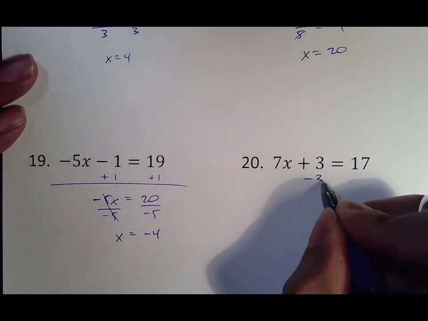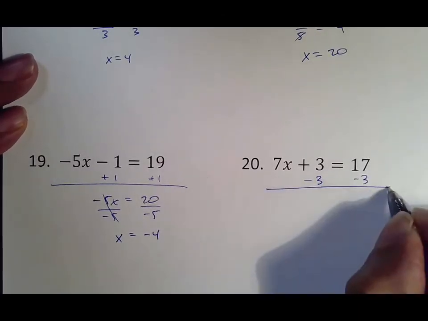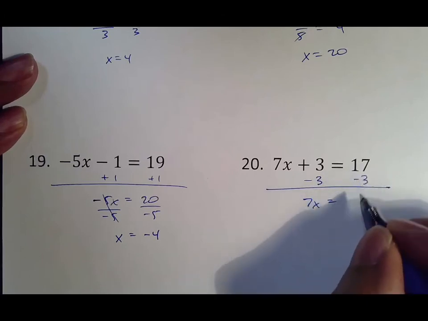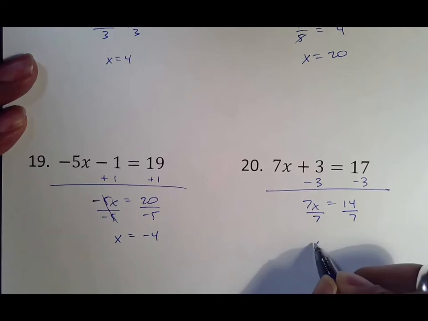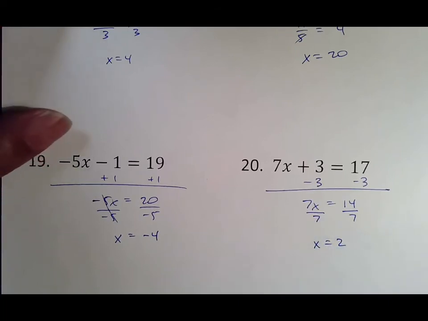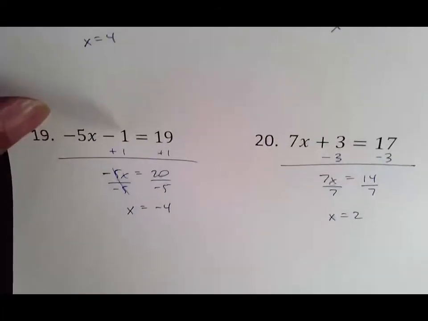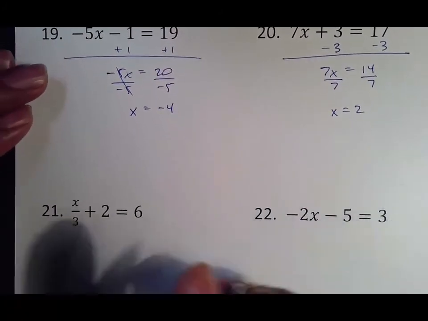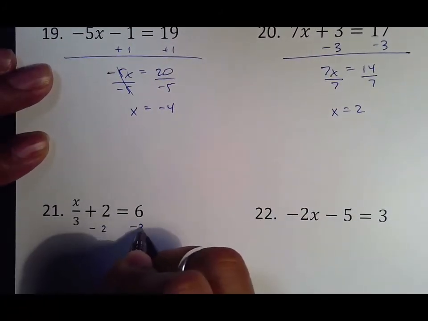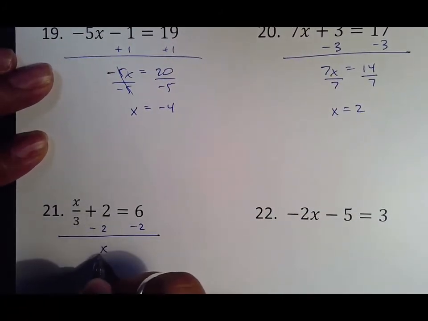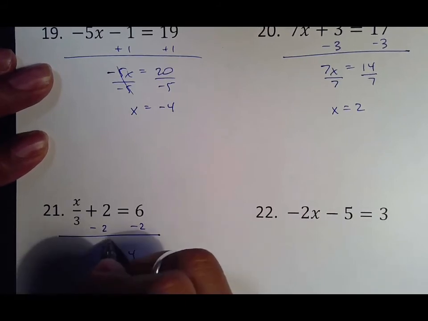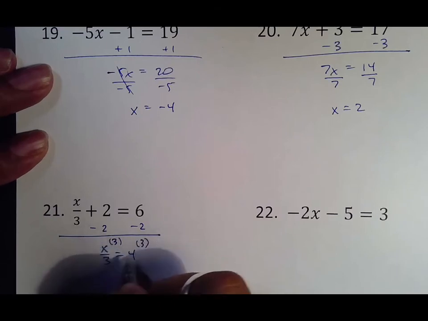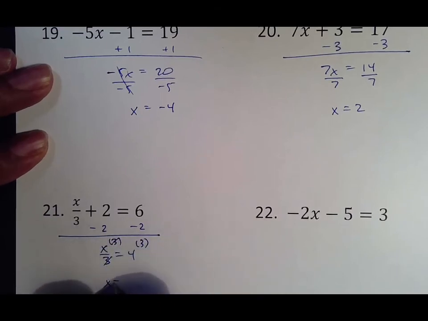Then you're going to go through it one more time just to make sure you got it. 7x comes down. 17 minus 3 is 14. Divide by 7 on both sides, getting x is equal to 2. After that, same thing. Move your 2 first. X over 3 therefore equals 4. The 3 is on the bottom, so we're going to multiply both sides by 3, getting x is equal to 12. And that is all.